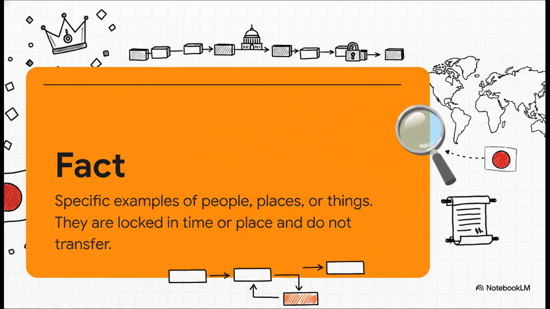They're specific, they're concrete, and they don't really transfer. Something like, the Japanese government is a constitutional monarchy. That's a fact. It's true in its context, but it doesn't tell you anything about monarchies in general.